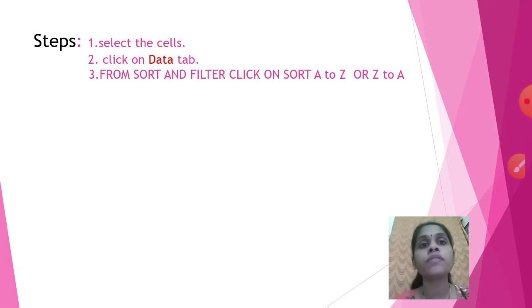The steps to perform sorting are: first, select the cells. Whatever cells you want to sort, you have to select those cells first. Second, click on the Data tab. In the menu, whatever the Data tab is, you have to click on that Data tab. Afterwards, from Sort and Filter.